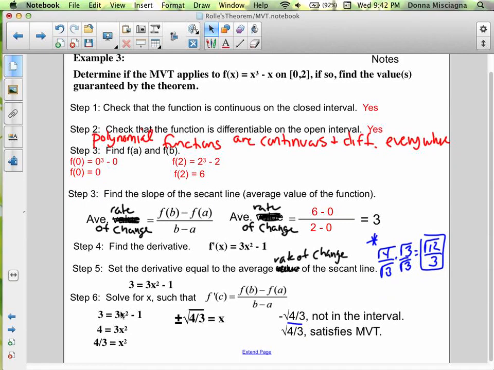We had 4/3 in the last video. And then when you take a square root, do not forget positive and negative. There are 2 solutions. If it's an even root, don't forget both of them. Right? Then we check, are they in the interval? Right? Our interval is from 0 to 2. So you can throw out the negative value. Negative square root of 4/3 is not in the interval. Square root of 4/3 does satisfy mean value theorem.